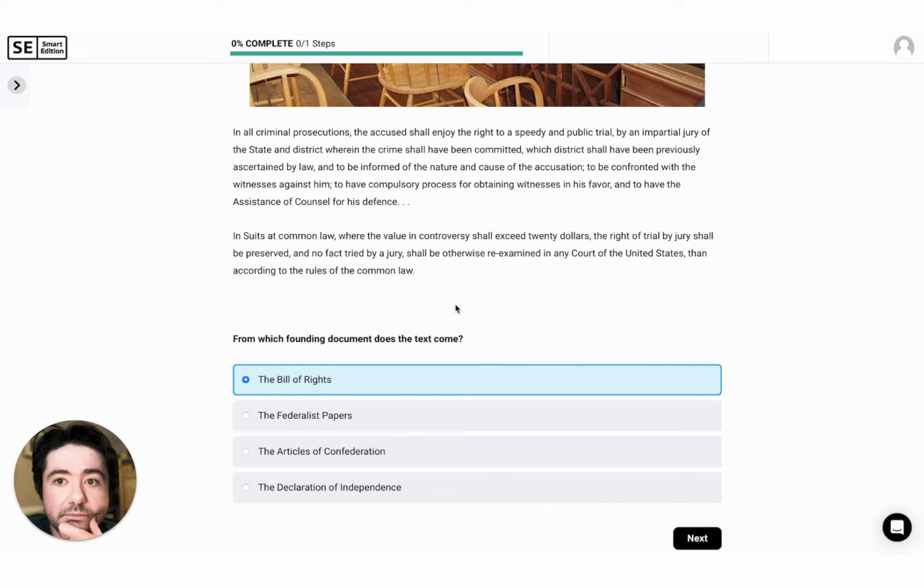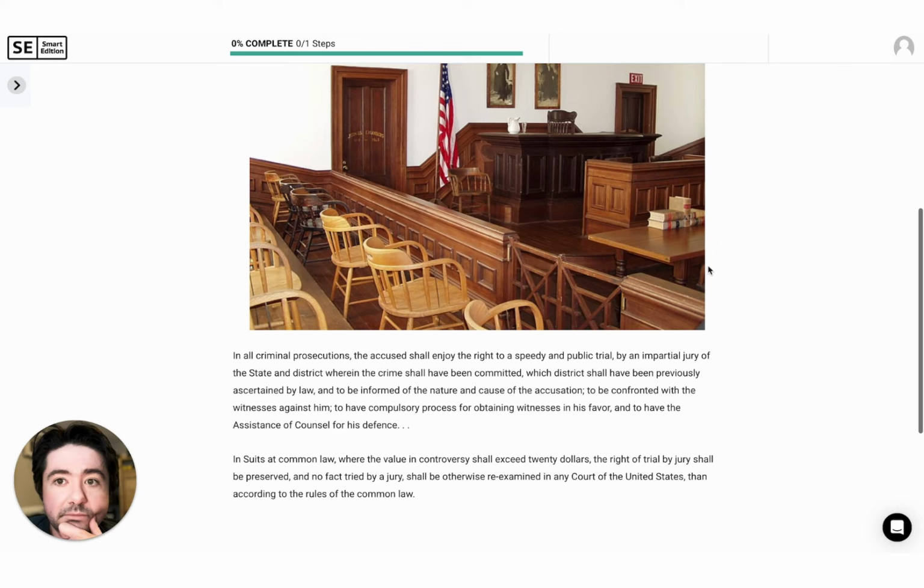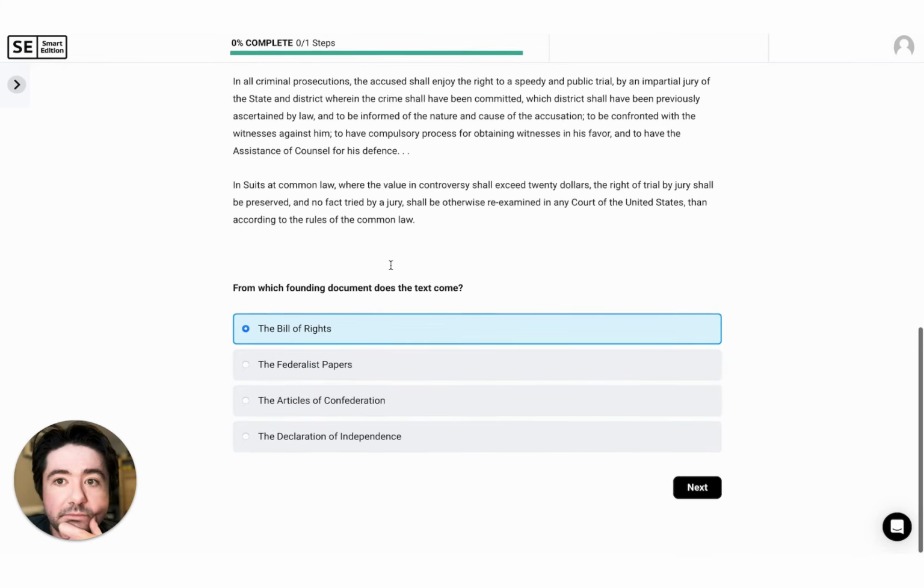Of course, unless there was another constitutional amendment. So the Bill of Rights gives you the right to a jury trial. If you were on trial, you'd probably be sitting over here on the right side of the image, and your peers would judge you. Now, that said, let's take a look at our distractors.